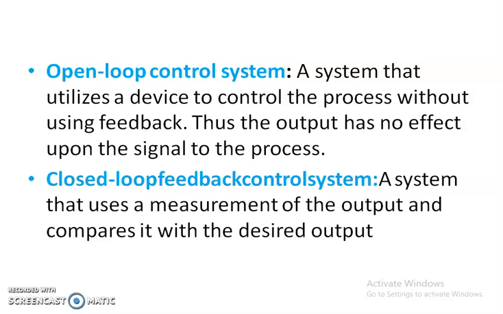Next one is closed loop feedback control system. A system that uses a measurement of the output and compares it with the desired output is known as a closed loop feedback control system. But an open loop control system is a system that utilizes devices to control the process without using feedback. Thus, the output has no effect upon the signal to the process.